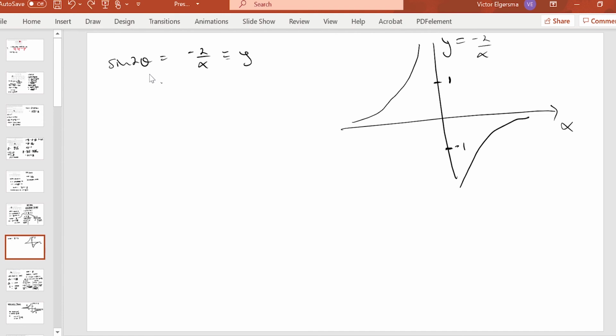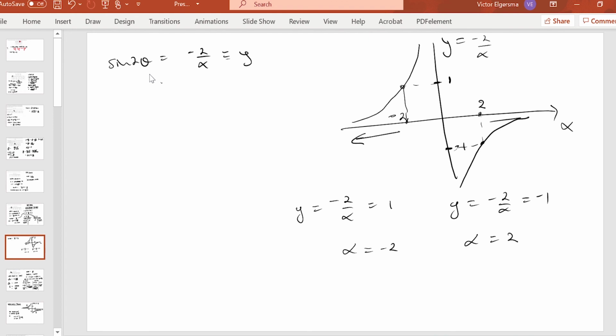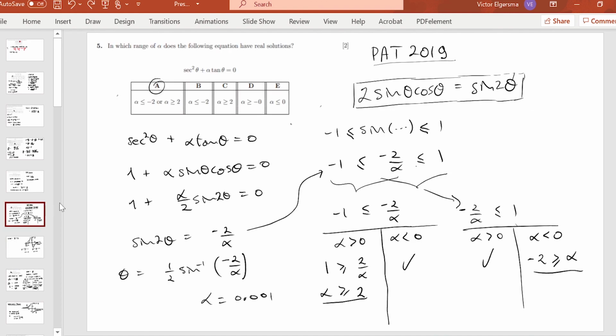And we can see what the equivalent alpha point is. If we want minus 2 over alpha, which is y, to equal 1, we want alpha equal to minus 2. If, on the other hand, we want minus 2 over alpha to equal minus 1, that's right here, then alpha is equal to 2. So this is 2, that's minus 2, and either alpha is less than or equal to minus 2, or alpha is greater than or equal to 2. So there you go. That's the answer to PAT question number 5.